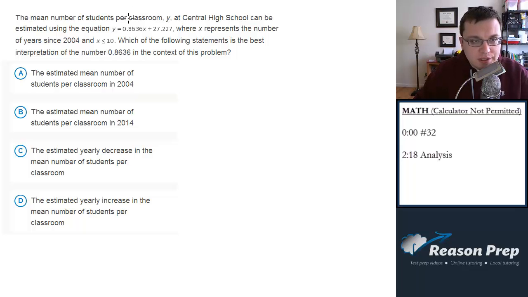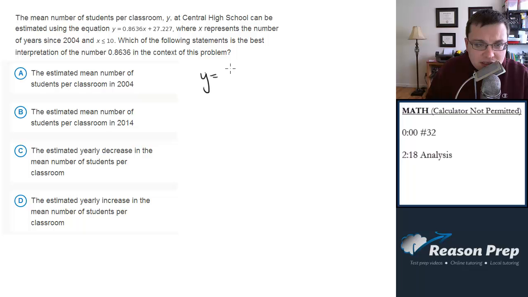The mean number of students per classroom, y, at Central High School can be estimated using the equation this, where x represents the number of years since 2004 and x is less than or equal to 10. Which of the following statements is the best interpretation of the number 0.8636 in the context of this problem?